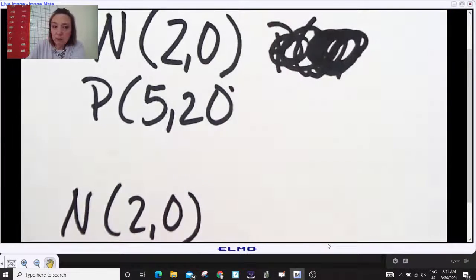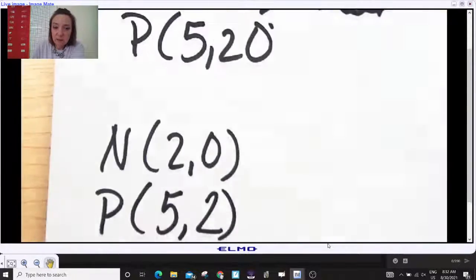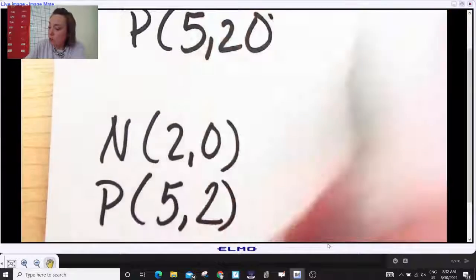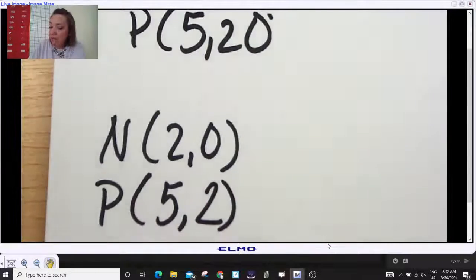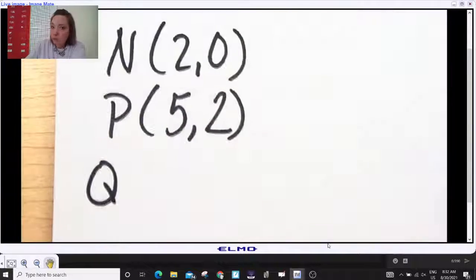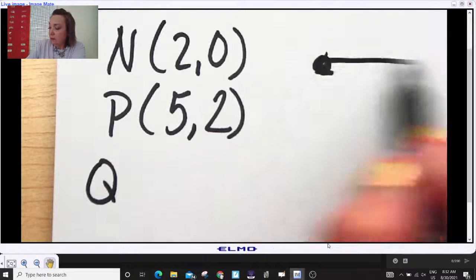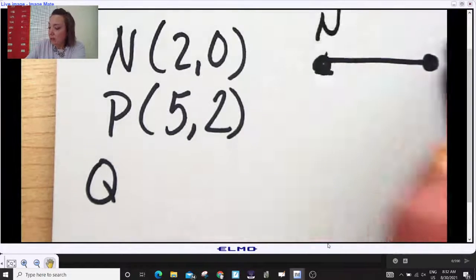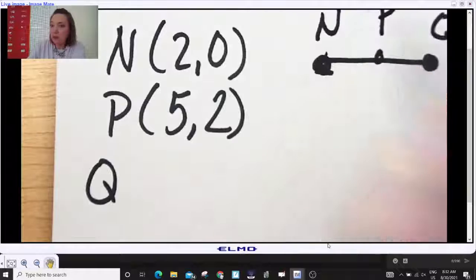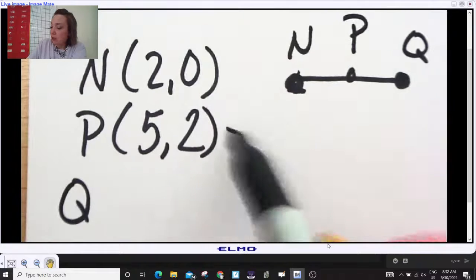What's it called? We've got P. It's not missing. Q. So we're looking for Q, and P. I'm moving the wrong paper. This is what we've got. We've got N, Q, and then P's right here in the middle. That's what they're telling us, right? They're saying P is our midpoint.